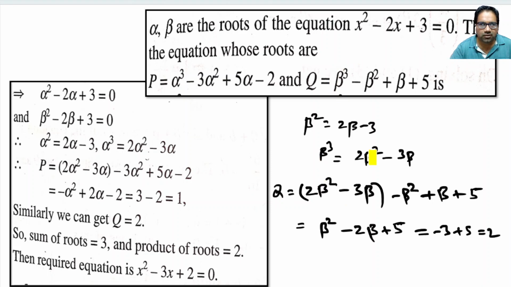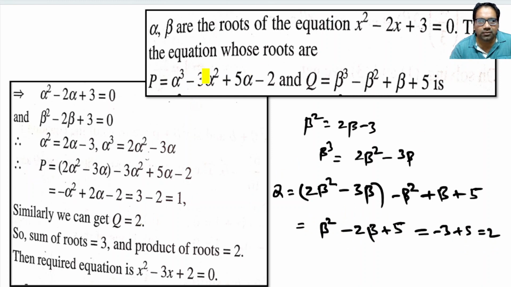Now this beta cube we will replace with this expression, 2 beta square minus 3 beta, minus beta square plus beta plus 5. If we simplify this, we will be left with beta square minus 3 beta plus beta is minus 2 beta, plus 5. But you can see from this equation, beta square minus 2 beta is equal to minus 3. So we can replace this with minus 3. Minus 3 plus 5 is equal to 2. So we know p is 1 and q is 2.